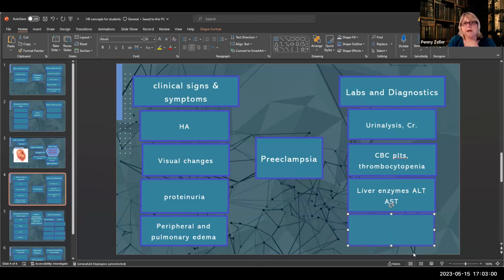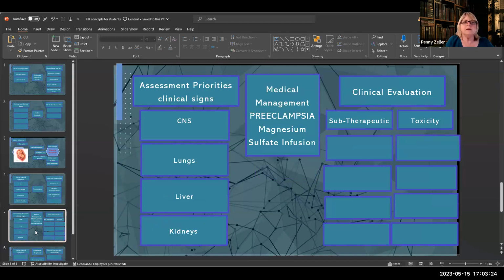Yes, we need to monitor the baby during this, but we don't normally do an ultrasound. We're more concerned about the mother because we need to make sure she is not going to go into any kind of seizure activity. Okay. So we need to do an assessment that way. So we know treating preeclampsia is with magnesium sulfate.